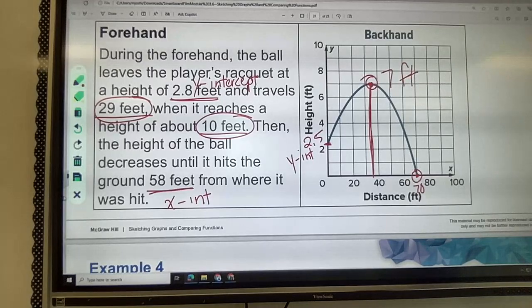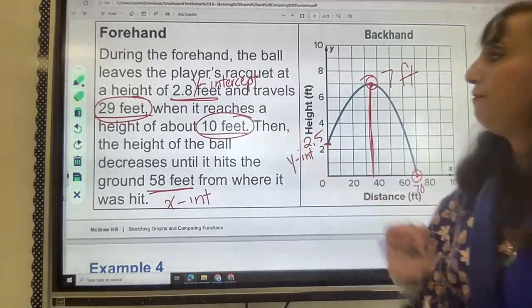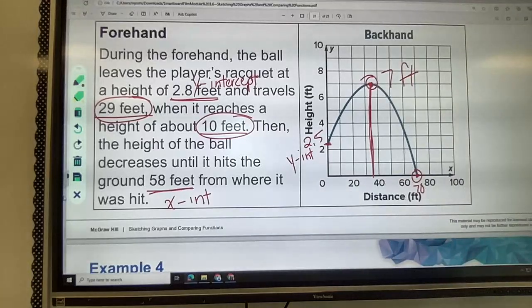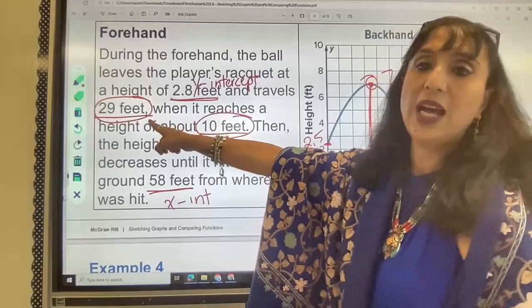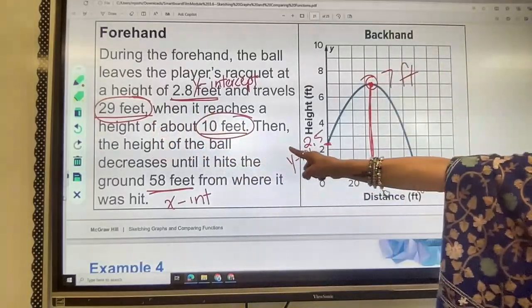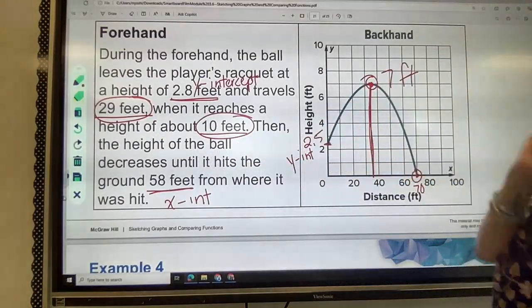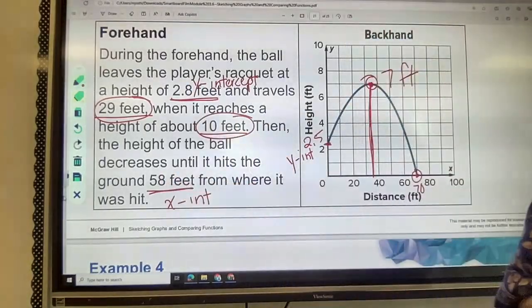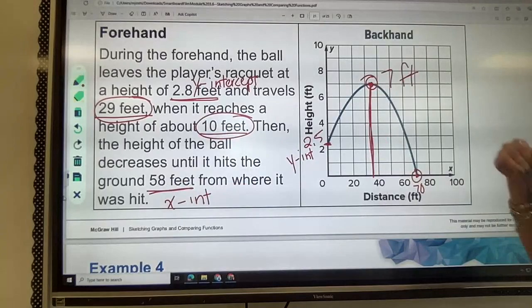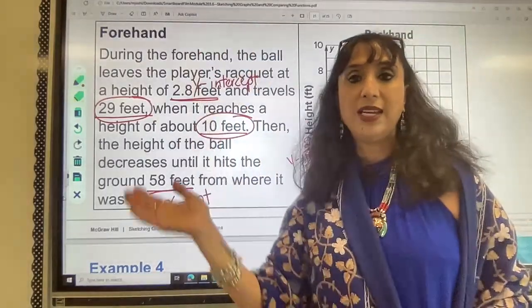Then let's look at the increasing and decreasing. In the forehand, it increases to a height of 10 feet from x equal to 0 to x equal to 29. Then it decreases from x equal to 29 to x equal to 58, to a height of 0 feet. So it's increasing and then it is decreasing.